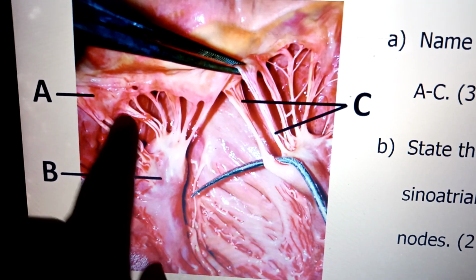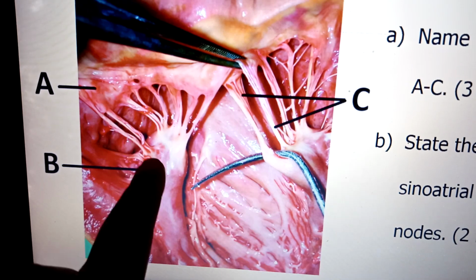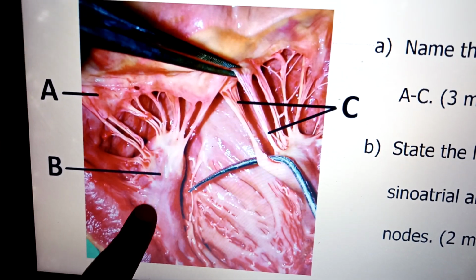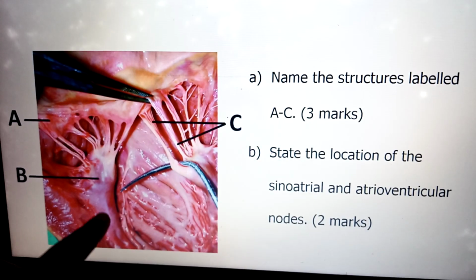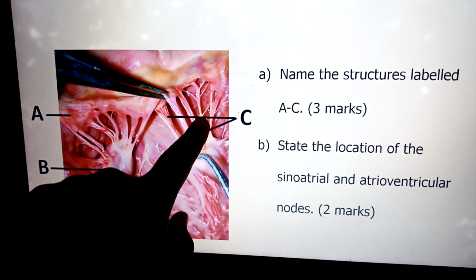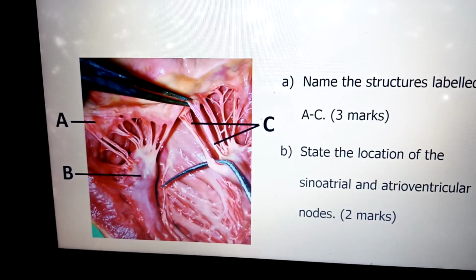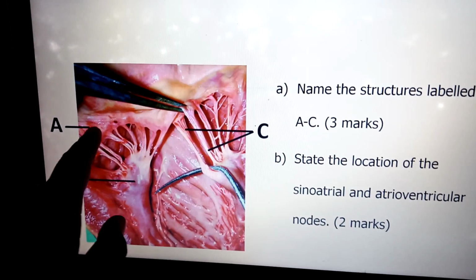You have the chordae tendineae, which are these strings that attach the cusps of the valve to the papillary muscle, which is part of the ventricular wall. So it attaches the ventricular wall. Ideally, the chordae tendineae and the papillary muscle together are known as the subvalvular apparatus because they are below the valve.